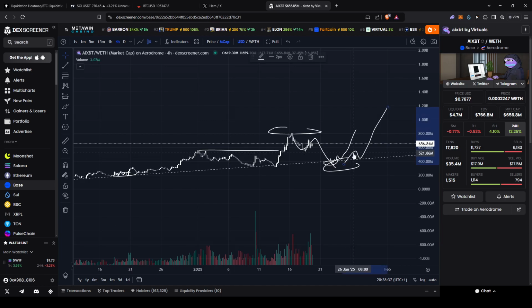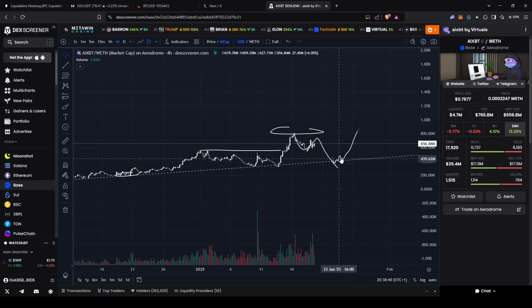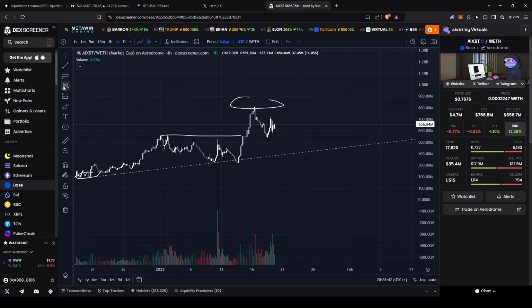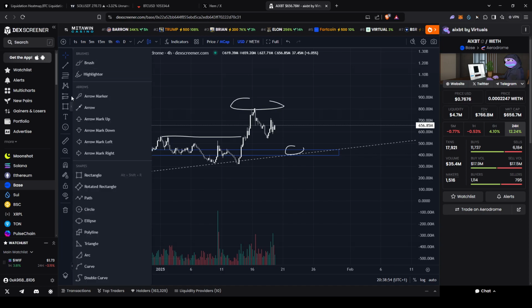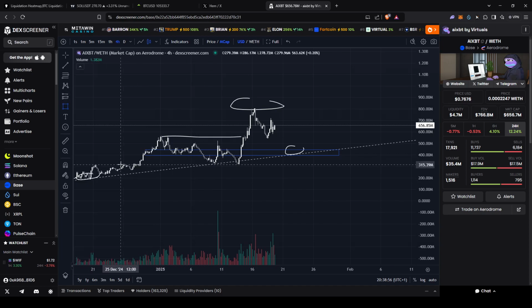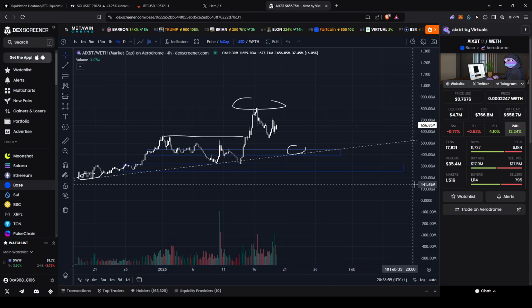Yeah, so the only areas for me that are actually interesting for AIXBT are either a higher low at 400. Let's put a box on that. 400 to 450 million market cap, or us taking out the lows.